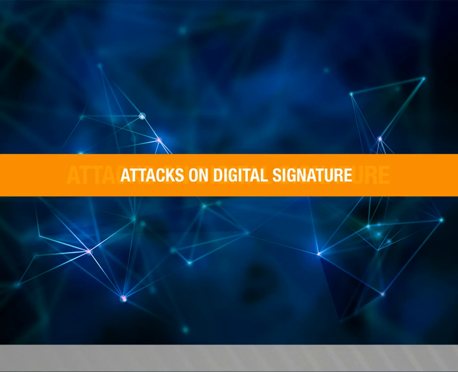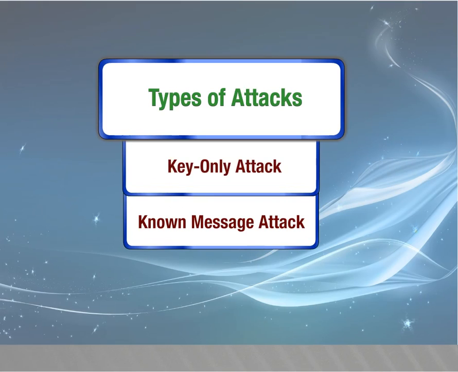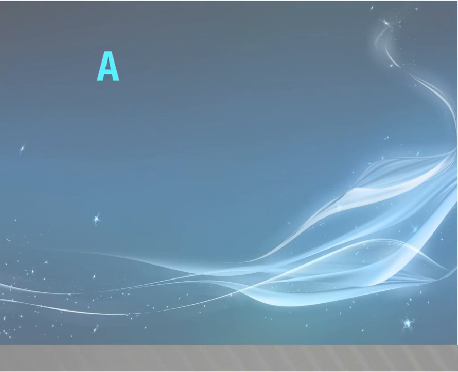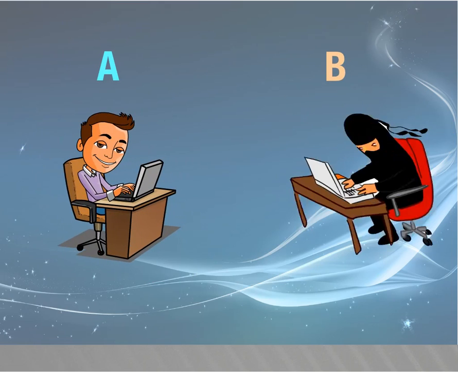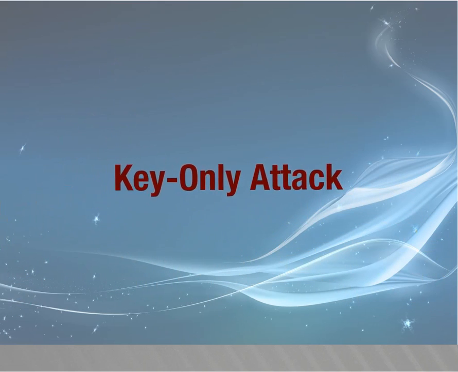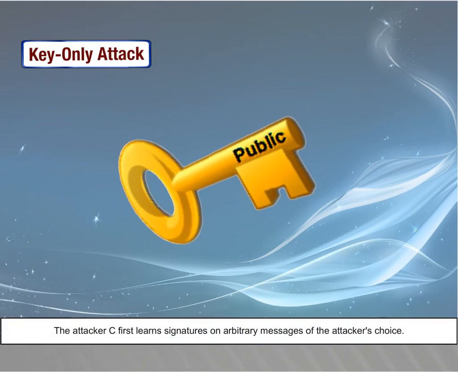Attacks on digital signature. In this video, we are going to learn about attacks on digital signature. Types of attacks: key-only attack, known message attack, chosen message attack. Key-only attack: the attacker C first learns signature on arbitrary messages of the attacker's choice.